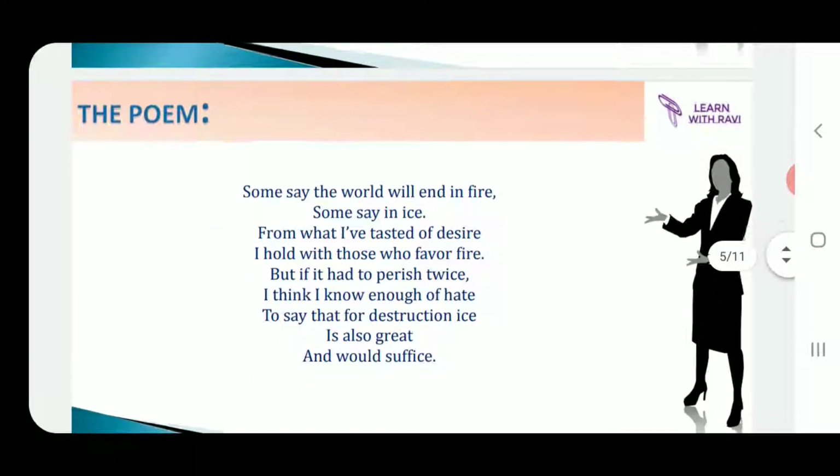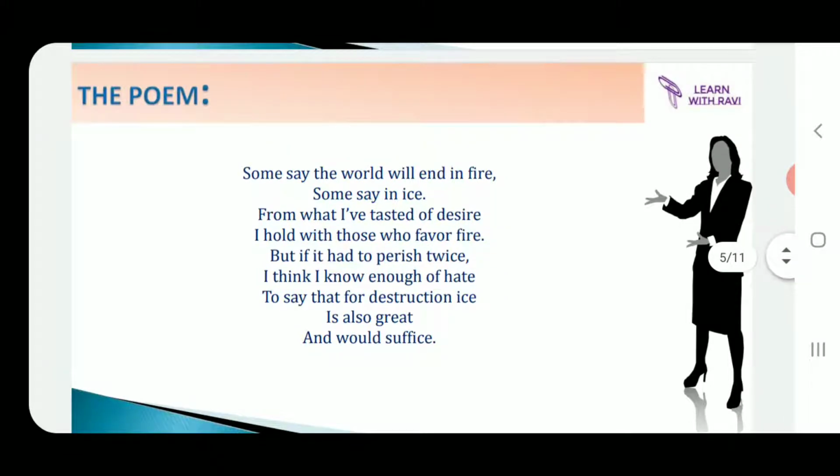Let's move on. And here goes our poem. Some say the world will end in fire, some say in ice. From what I have tasted of desire, I hold with those who favor fire. But if it had to perish twice, I think I know enough of hate to say that for destruction, ice is also great and would suffice.